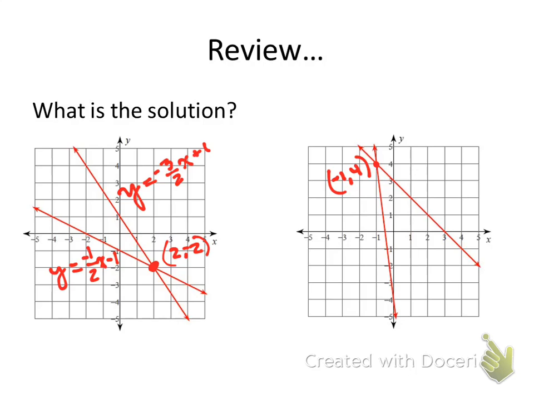The big idea is the answer is where the lines cross. Good. Where's the answer? Where the lines are crossed. Okay, good. Turn to your neighbor and tell them what the big idea is. Where the lines are crossed. Okay, good.